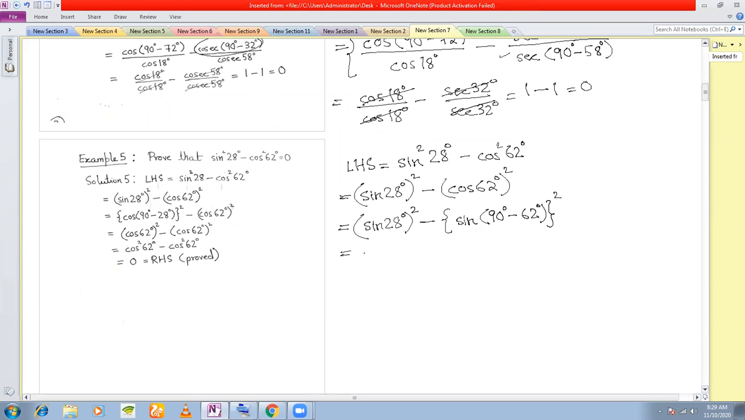And therefore this is sine 28 degree square minus sine 90 minus 62, which is again 28 degree. So this is nothing but sine square 28 minus sine square 28 degree, which is equal to 0, which is equal to RHS. And that is the required proof.